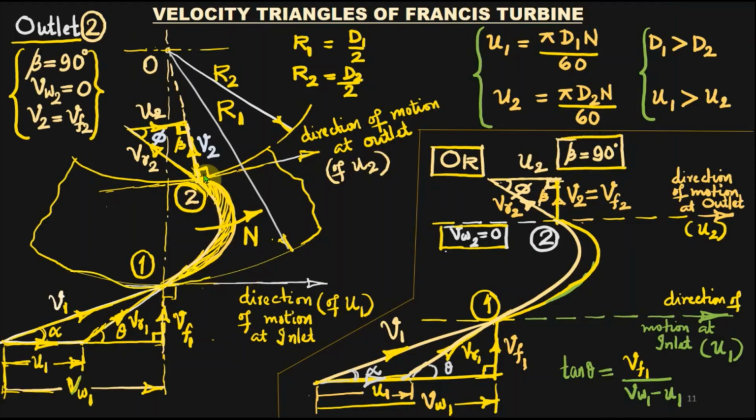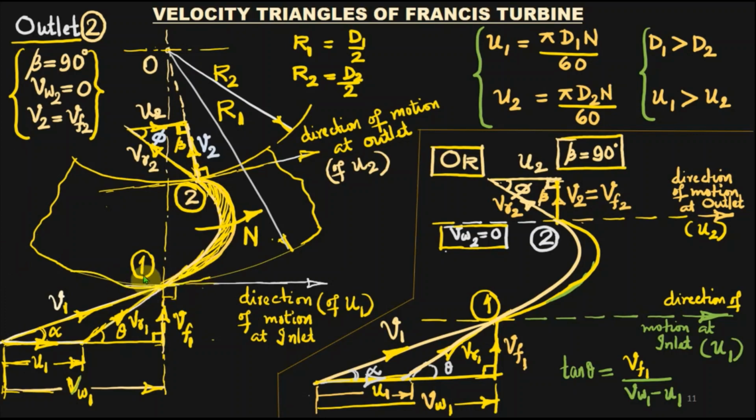Now we will consider this runner vane, and it is a part of the runner shown over here, and 2 points have been indicated, 1 and 2. 1 is the inlet tip and 2 is the outlet tip. Remember, 2 is part of the inner circle representing the runner, and 1 is part of the outer circle representing the runner.